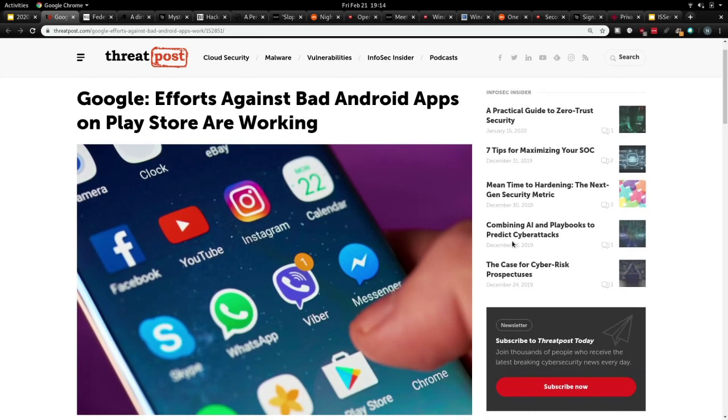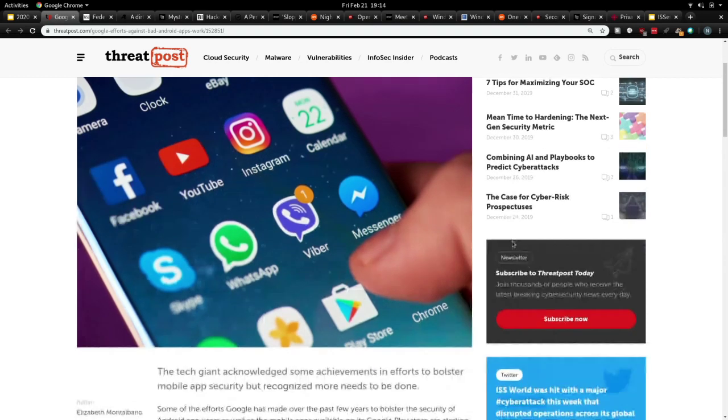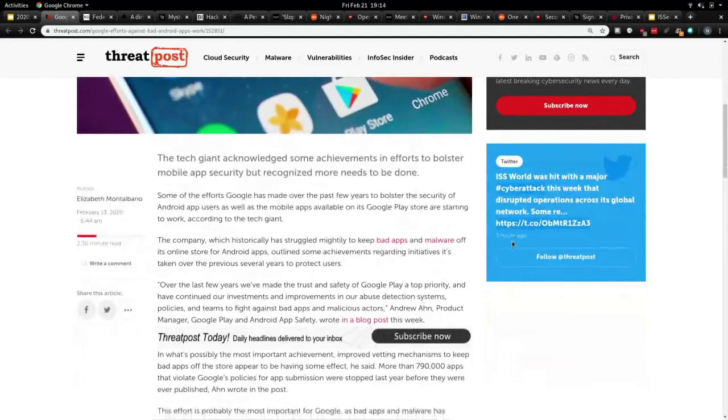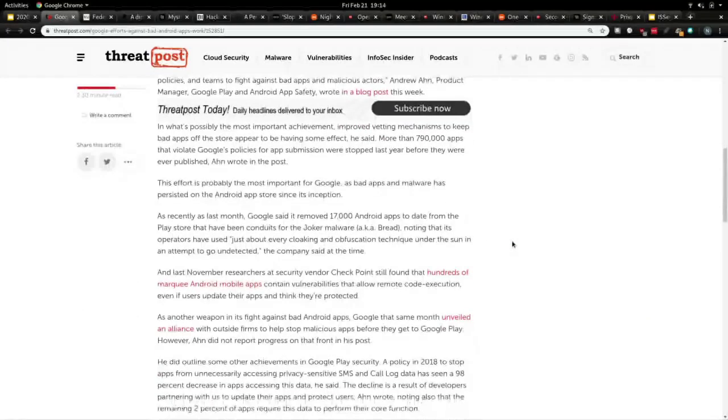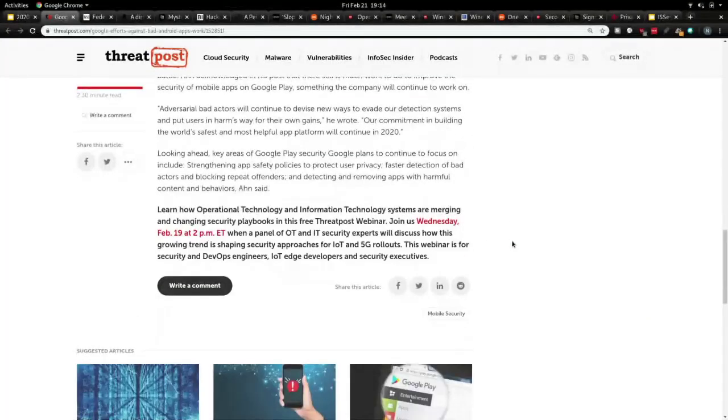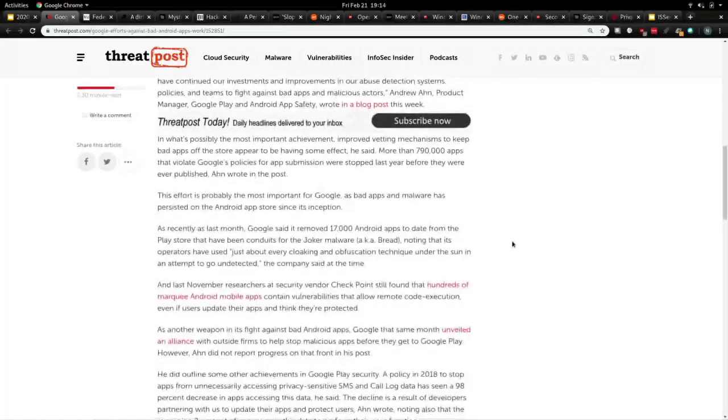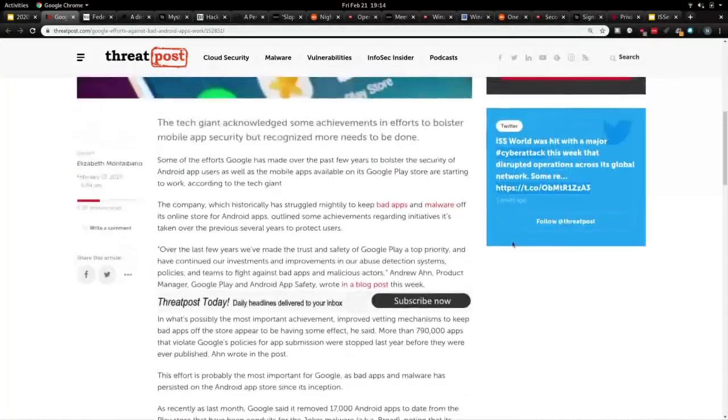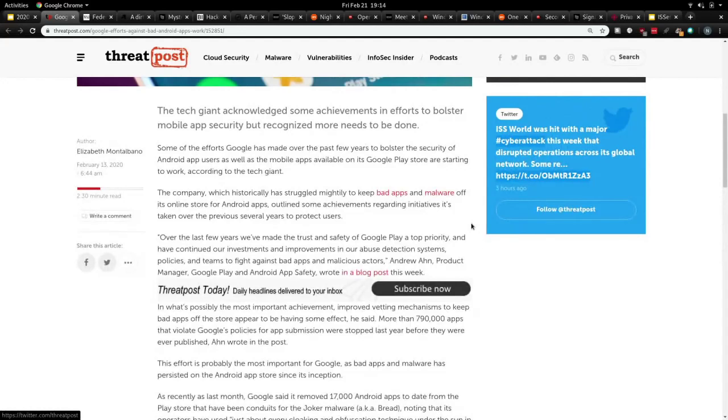Yes. Okay. So this is just a quick article. This is the malware one. Okay. So basically, as we know, malware and bad apps have been plaguing the Google Play Store since its beginning. And Google's taken more of a linear approach compared to Apple, but Apple also faces a similar concern in regards to having apps that are spying on users and whatnot. So Google has been working to improve that.